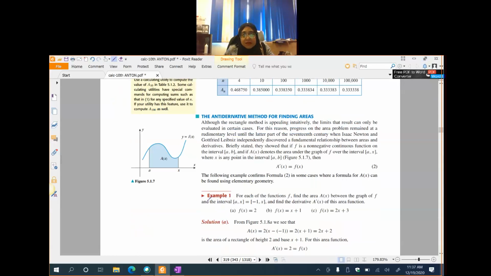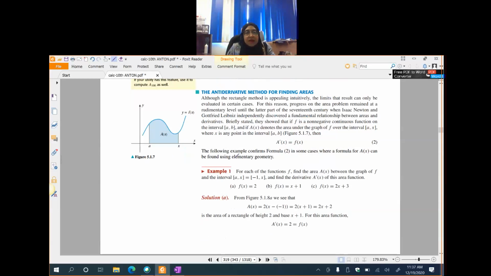Next one is the antiderivative methods for finding areas. So let's look at example 1. For each of the functions f, find the area A(x) between the graph of f and the interval from -1 to x, and find the derivative A'(x) of this area function. So first is f(x) equal to 2.